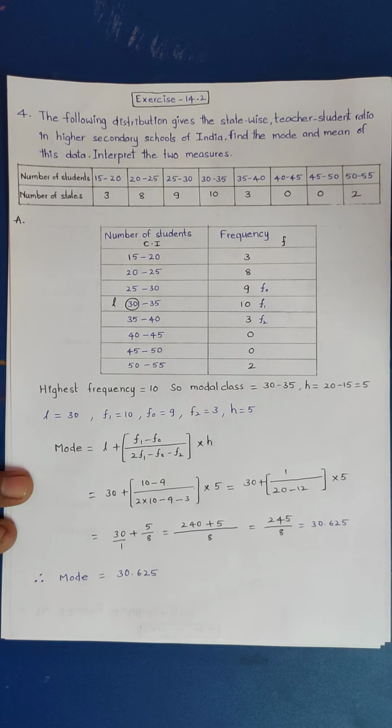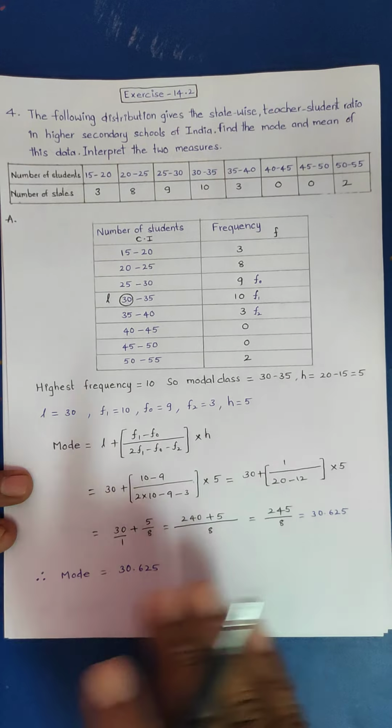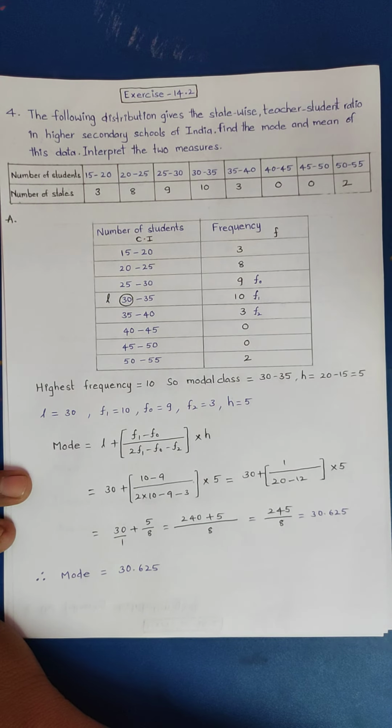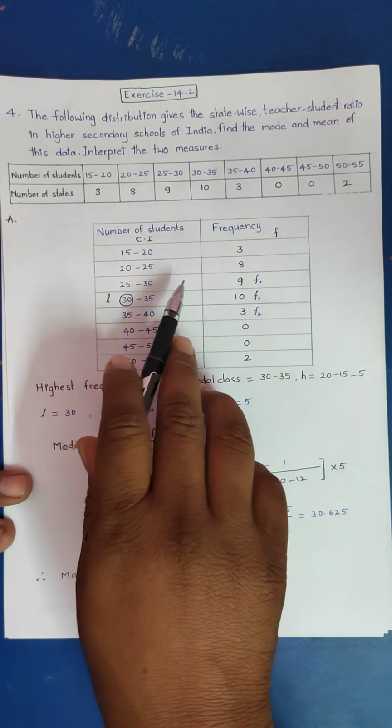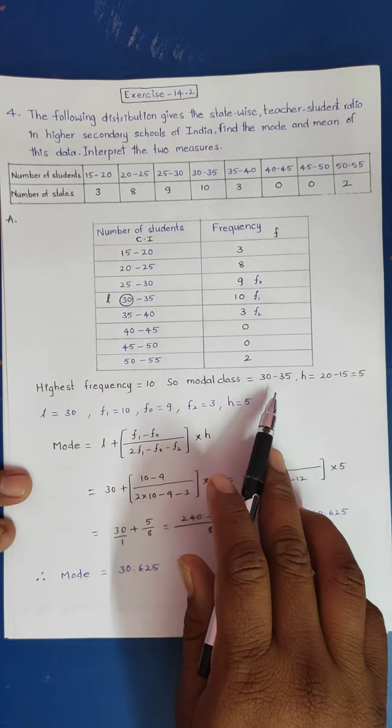Next, fourth problem. The following distribution gives the state-wise teacher-student ratio in higher secondary schools of India. Find the mode and mean of this data. Interpret the two measures. Okay. For this question also, find mode and mean both. Whatever given in the problem, same as it is. You copy class intervals, frequencies.